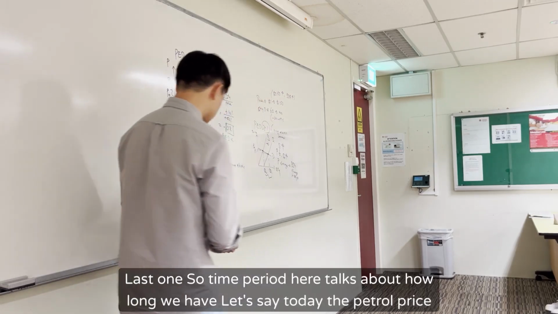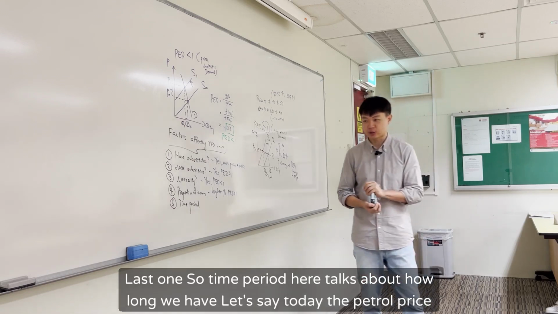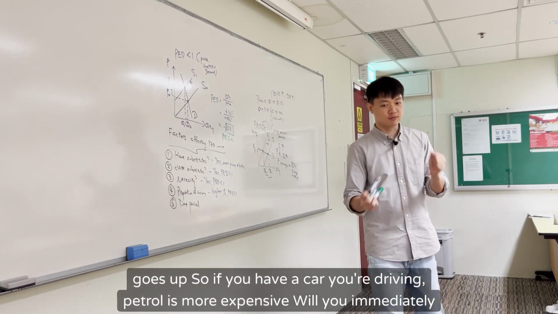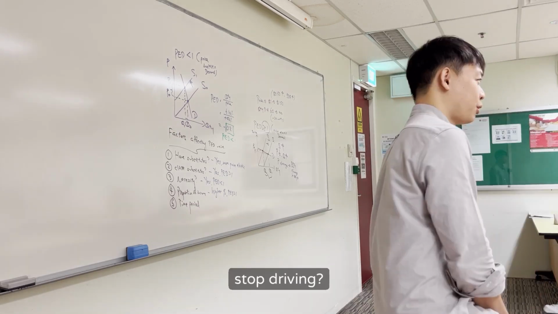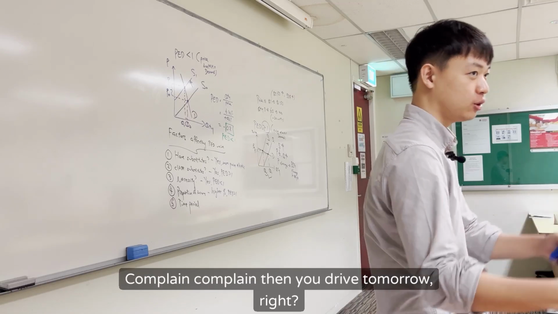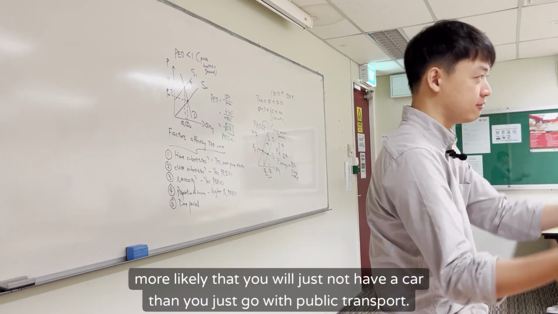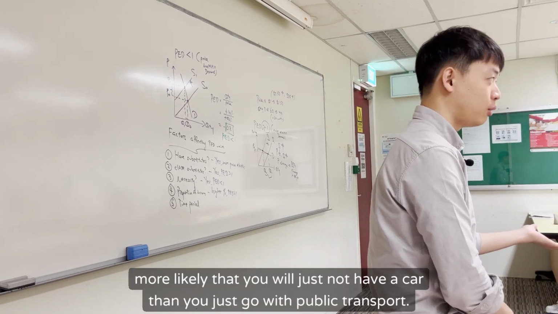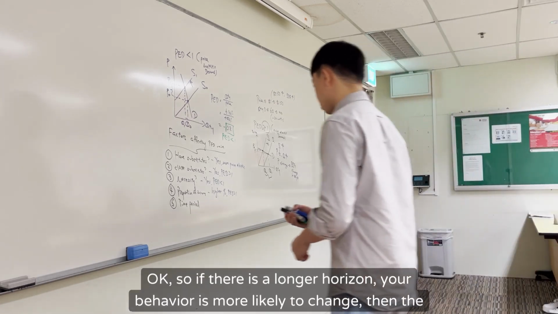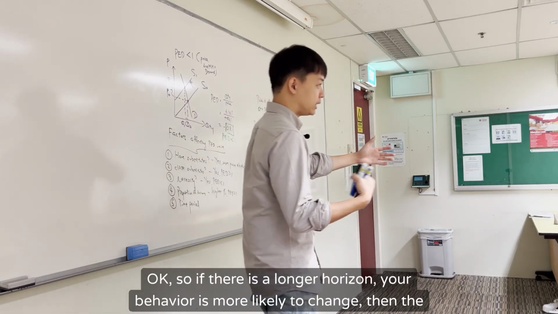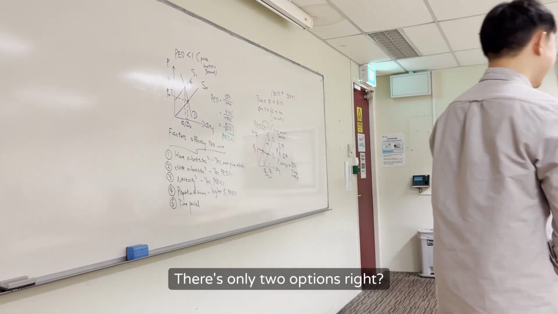Okay, last one. Time period here talks about how long we have. Let's say today the petrol price goes up. If you have a car, you're driving, and petrol is more expensive, will you immediately stop driving? Probably not. You complain, but you still drive tomorrow. But let's say over 10 years, is it more likely that you will just not have a car and go with public transport? Probably. Over 10 years, there's a higher chance you will change. So if there is a longer horizon, your behavior is more likely to change, then the demand will be more price elastic or inelastic? There are only two options.